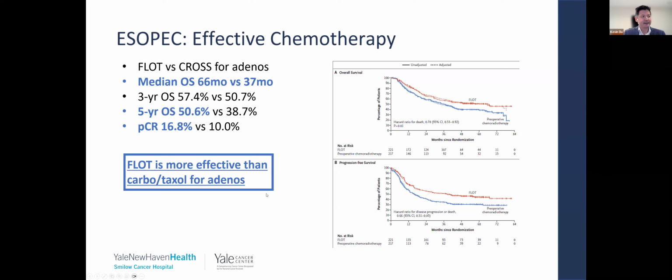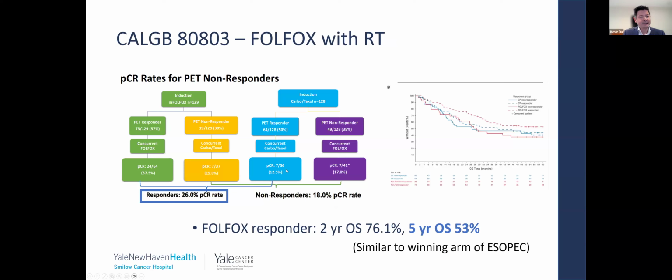The question, though, is this idea of, with more effective chemotherapy, can radiation still add to the benefit of neoadjuvant therapy before surgery when you're using FLOT chemotherapy instead of carboplatin-paclitaxel chemotherapy? This is a little bit of an older trial, but I like it because it compared in a roundabout way FOLFOX chemotherapy to carboplatin-paclitaxel, both with radiation treatment.